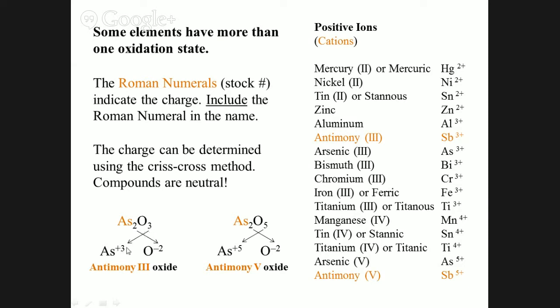So here, antimony was a +3. Over here, antimony was a +5. And so then that tells me the name, antimony 5 oxide. Please note, oxygen always ends up as a -2.